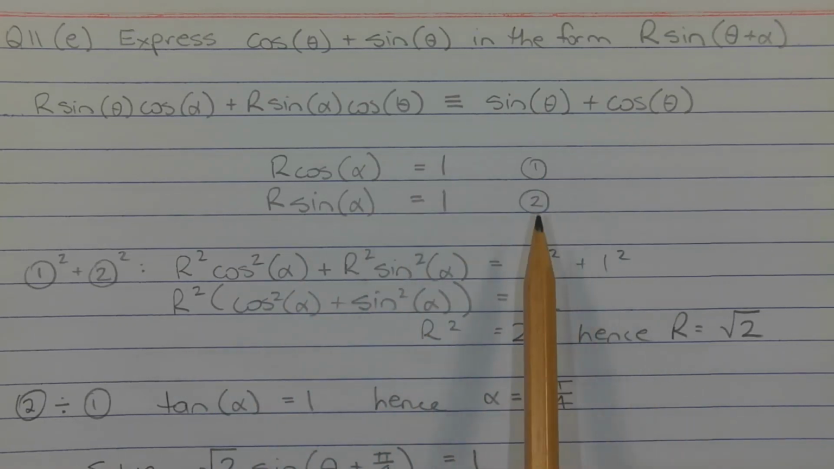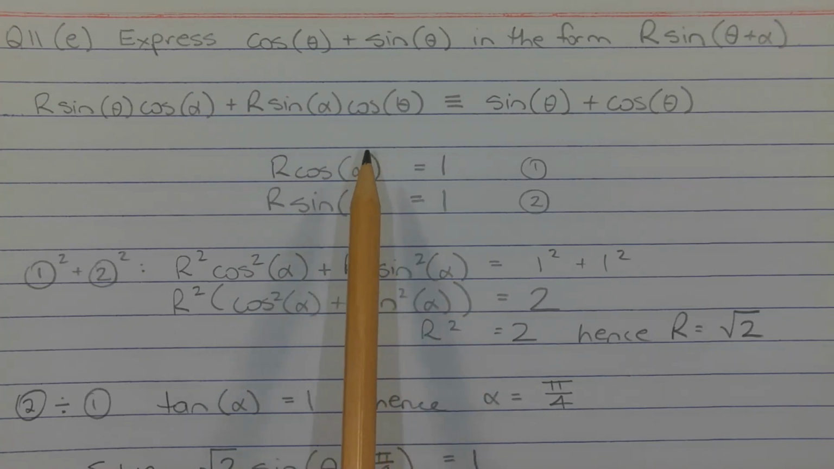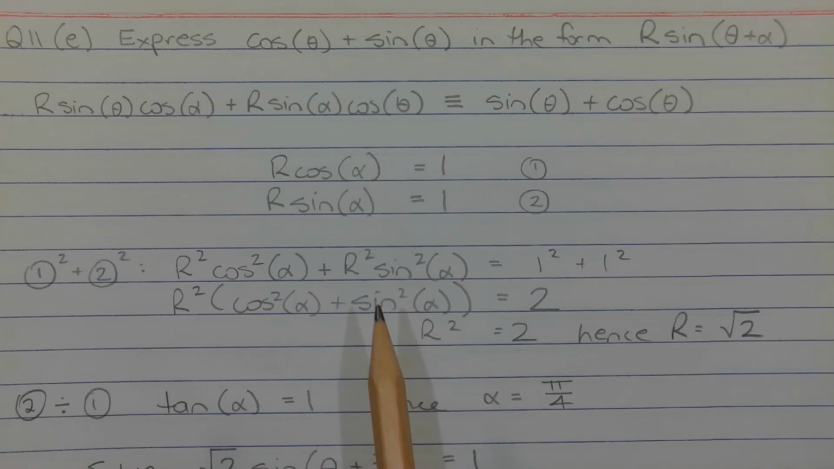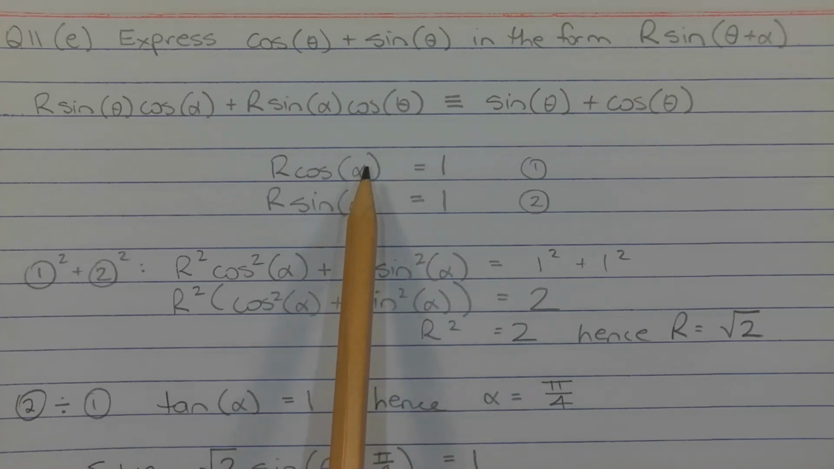So we have equation 1 here, equation 2 here. We have a pair of simultaneous equations that we can now solve to find the value of r and to find the value of the auxiliary angle alpha. Notice that both of these values here, 1 and 1, are positive, which implies that the angle alpha is in quadrant 1.